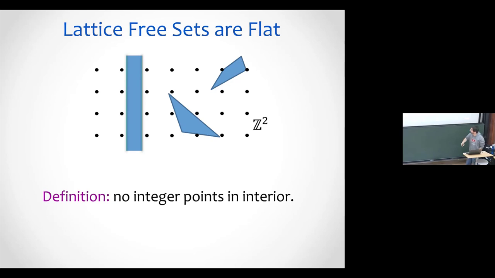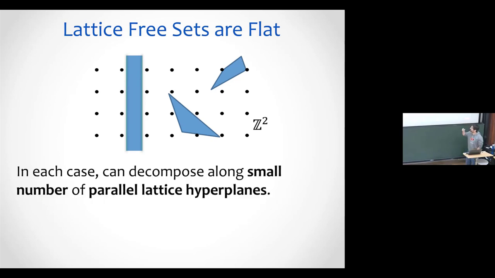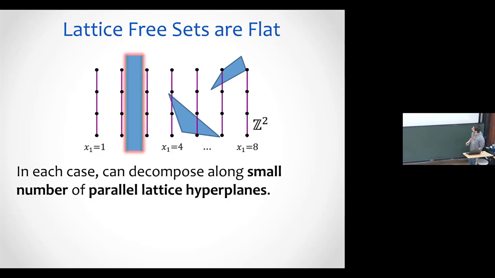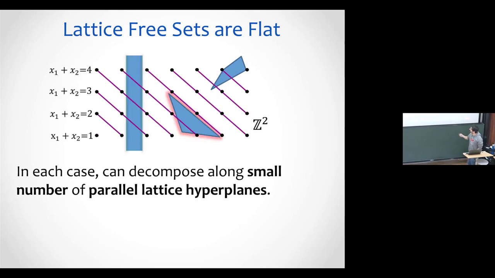And so how has this classically been viewed? It's been viewed in the context of decomposing this set into a small number of parallel lattice hyperplanes. Here, you can find a set of hyperplanes where this set intersects none of them, which in some sense is great. And for every different lattice-free convex set, you can find a different set of hyperplanes that has a small number of intersections.